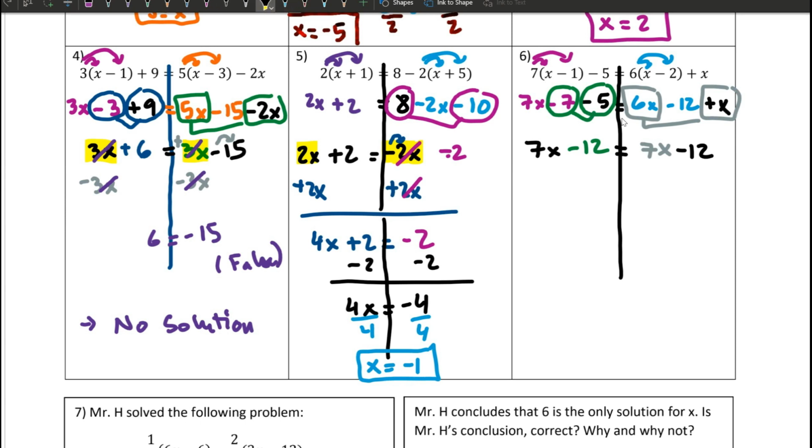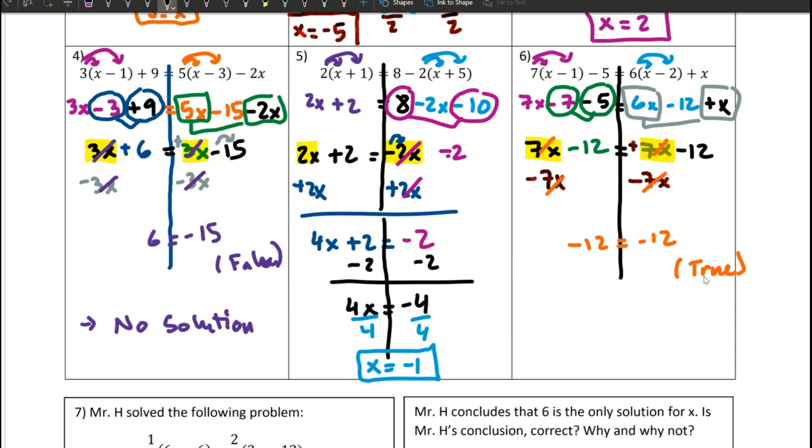And one last time on this, the variable is on both sides, so you have to bring one of them to the other. So this is positive 7x. We subtract 7x from both sides. 7x minus 7x, gone. We end up with negative 12 equal to negative 12, which is a true statement.